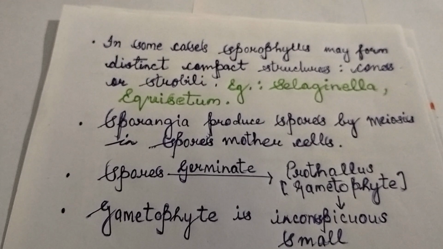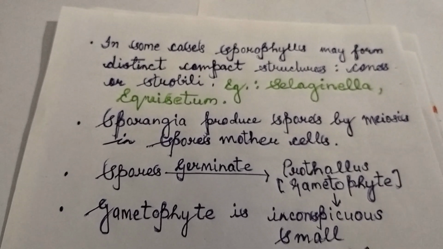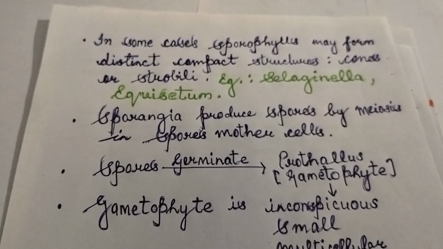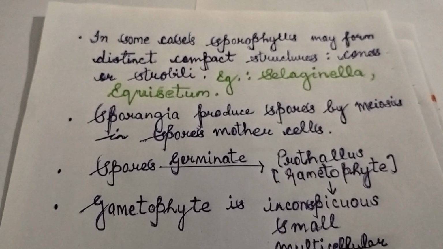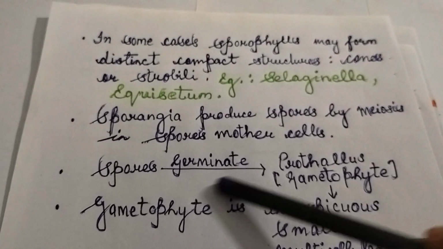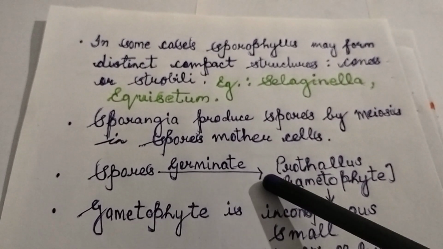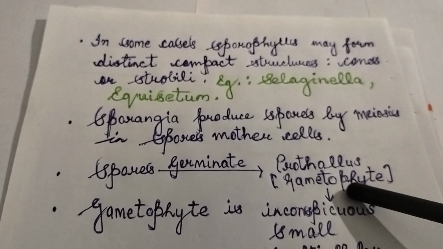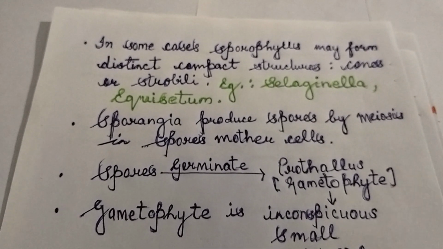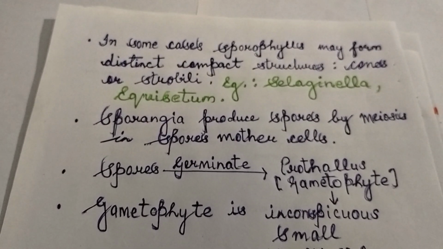Just after these general characters, we will study the reproduction life cycle. In that you can understand it more properly. So sporangia produce spores by meiosis in spore mother cells. These spores then germinate and form a new plant. And what is that? That is gametophyte.